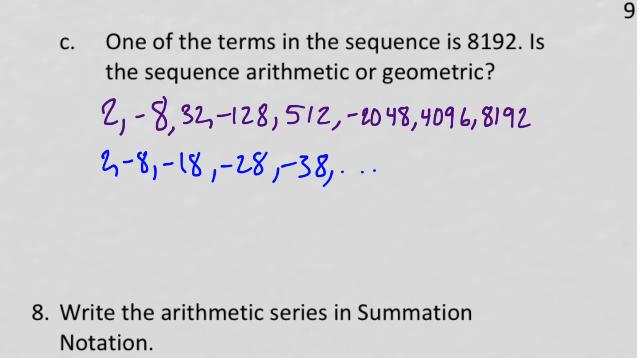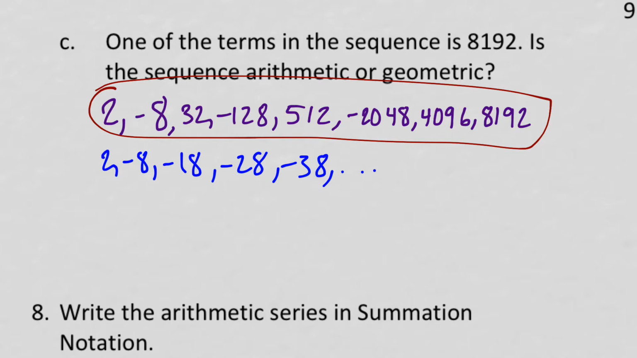So it is geometric. Also, the arithmetic one makes no sense because look at these numbers. They're becoming more and more negative. So if you keep it going, you're only going to keep getting negatives because you keep subtracting 10. So you're never going to get positive 8192. So the answer for this is that the sequence must be geometric. If 8192 is one of the terms in the sequence somewhere in the future, then it has to be geometric.